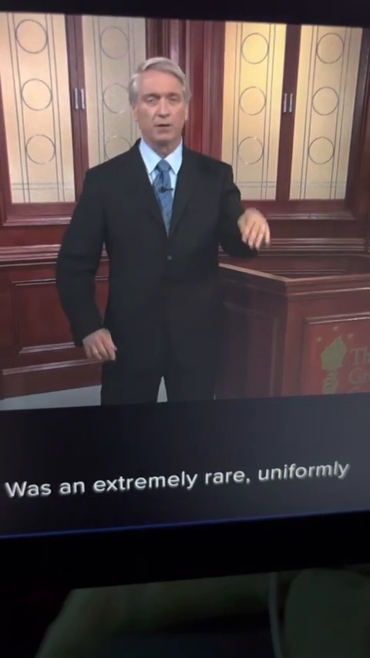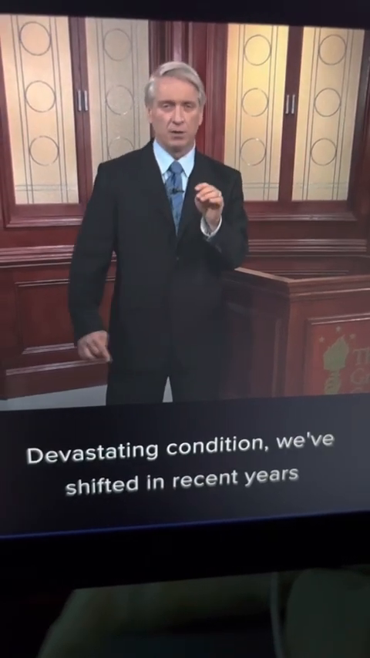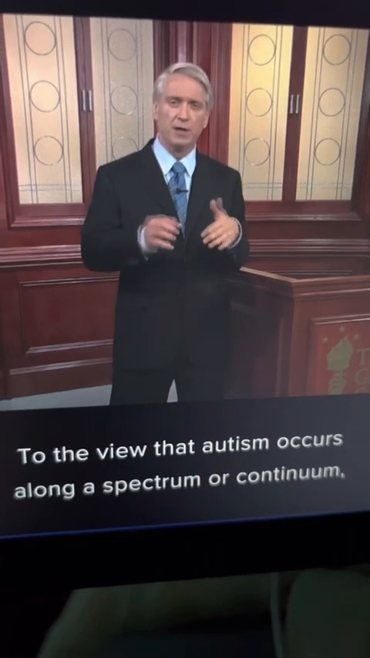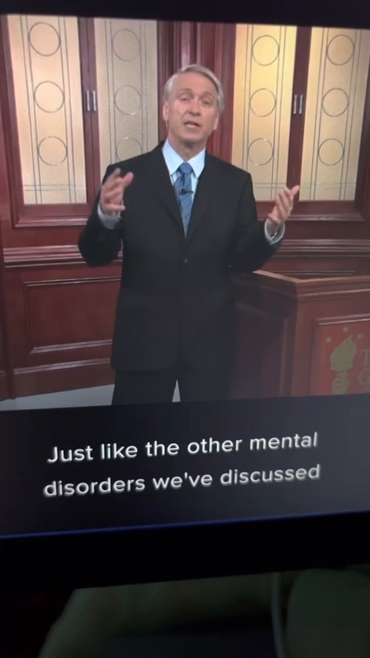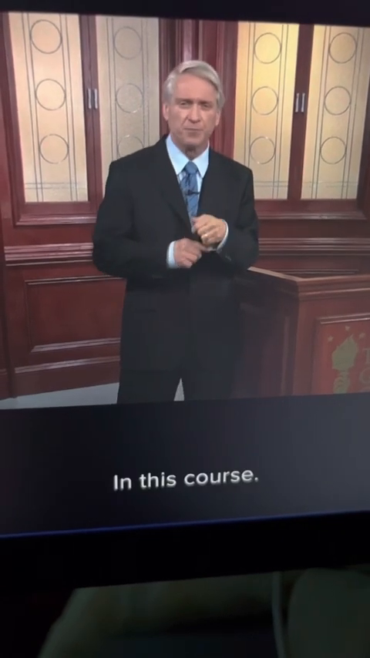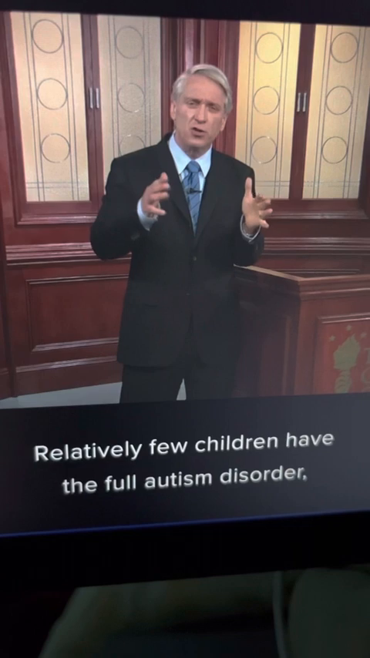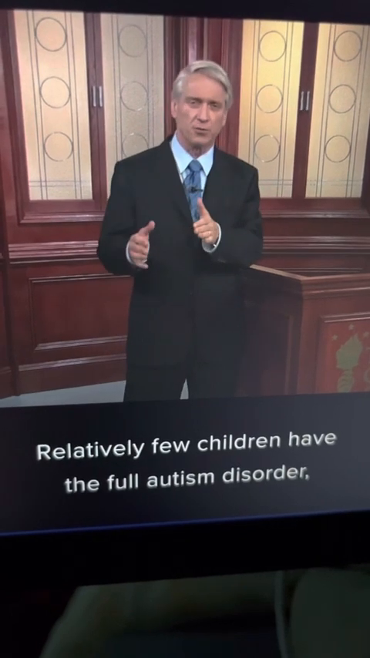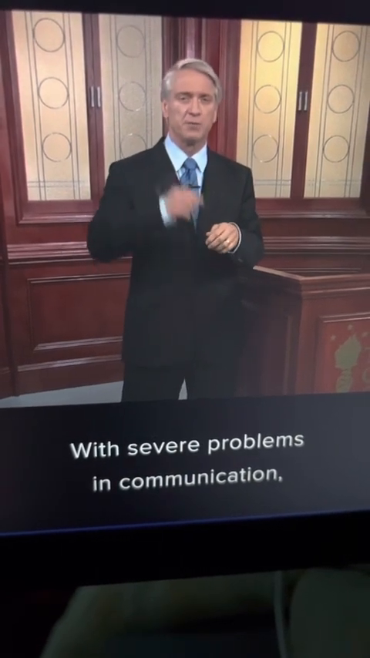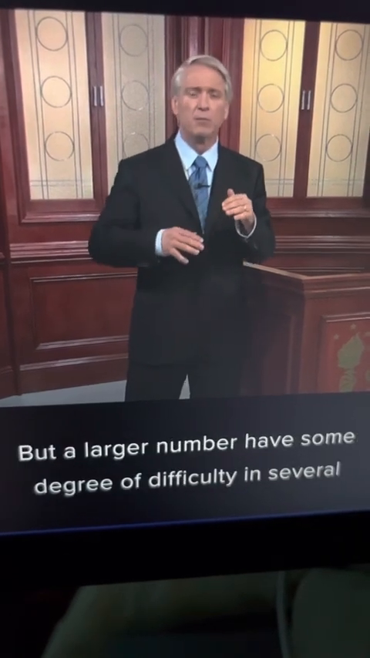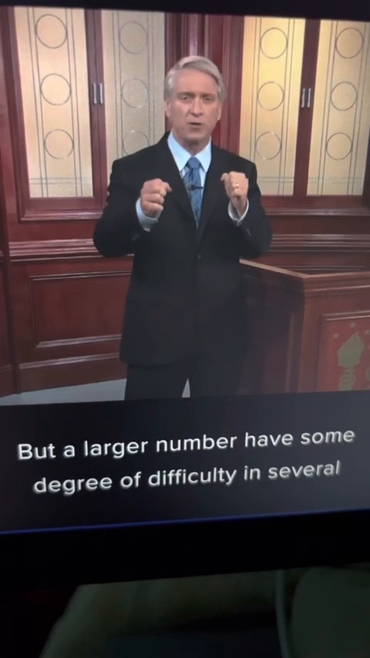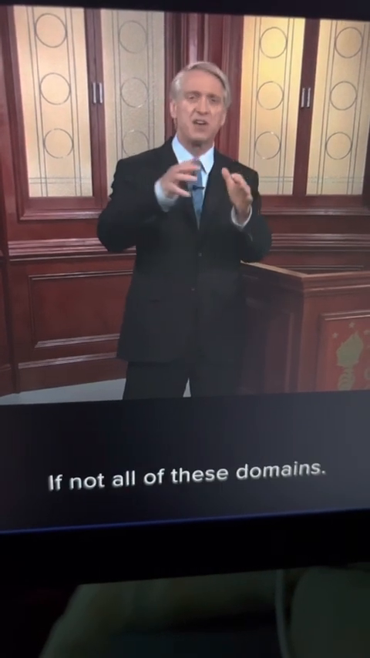Indeed, rather than the view of half a century ago that autism was an extremely rare, uniformly devastating condition, we've shifted in recent years to the view that autism occurs along a spectrum or continuum, just like the other mental disorders we've discussed in this course. Indeed, relatively few children have the full autism disorder with severe problems in communication and social abilities and play and restricted interest, but a larger number have some degree of difficulty in several, if not all, of these domains.